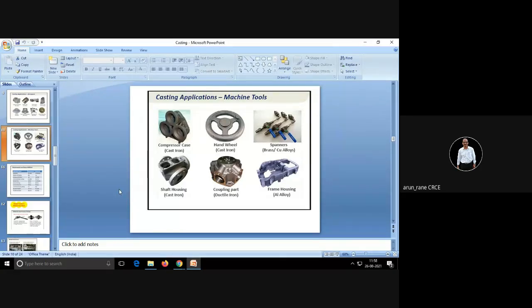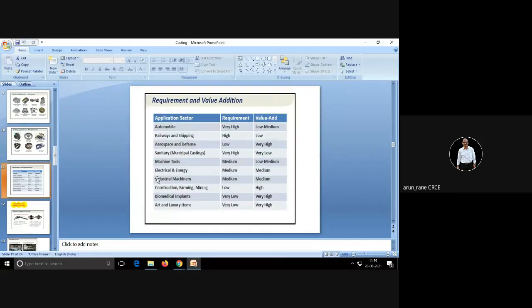Then compressor, everybody must have seen. The casing on top of the compressor cylinders, those are all cast. Handwheels, these are cast. Handwheels does not mean the steering wheel of a vehicle. On a lathe machine you will see handwheels. With this handwheel we move the apron or the cross slide, that is, we give the longitudinal feed or the cross feed with the help of this handwheel. Then spanners, shaft housing, coupling part, frame housings, all these are cast, not necessarily by sand molding.